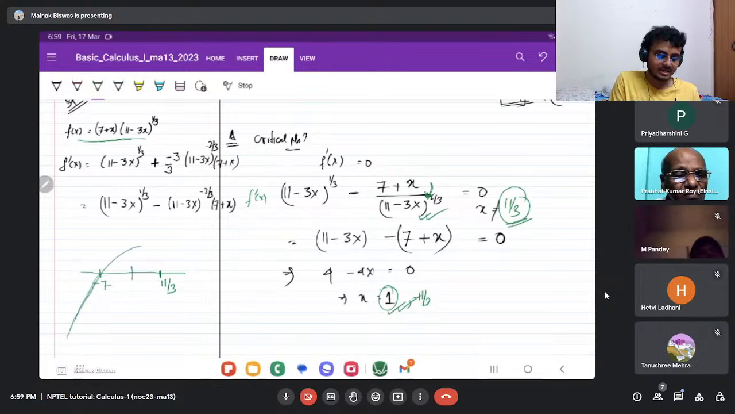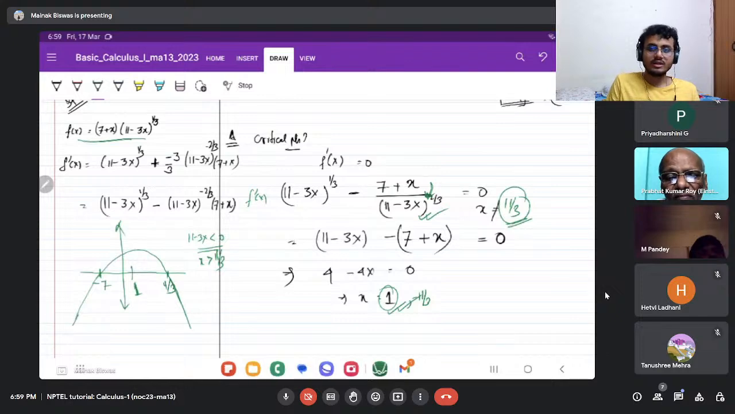Why? I can easily say that. We will not even use the second derivative test maybe. Just draw the graph, right? As x tends to infinity, it's negative, right? 11 minus 3x is less than 0 for x greater than 11 by 3. Agreed? Correct. And similarly for less than, using the same sign inversion.